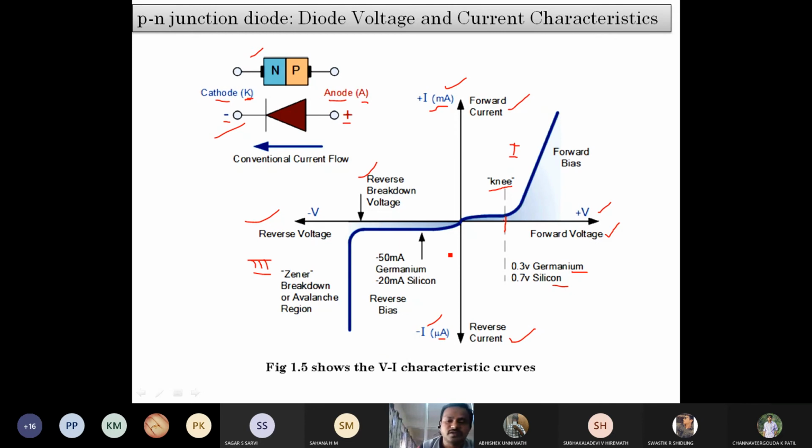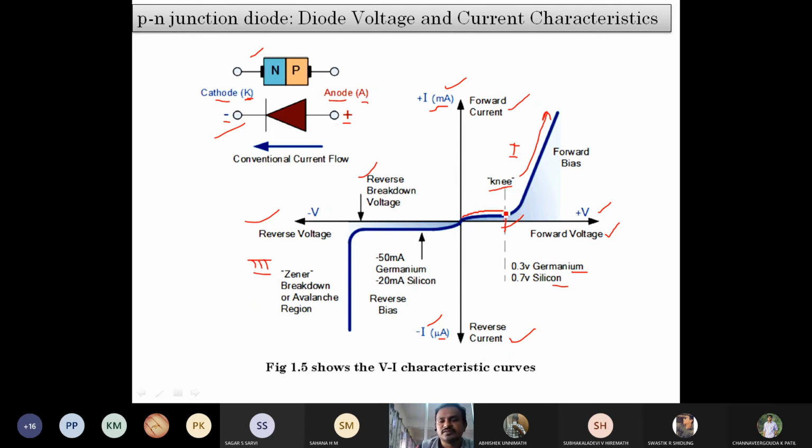So what is going to happen in the diode after reaching the knee voltage? After reaching the knee voltage, current in the diode drastically increases. Drastically increases. ಅಲ್ಲಿವರೆಗೂ ಏನಿರುತ್ತೆ?